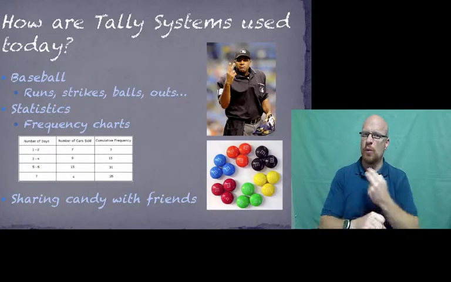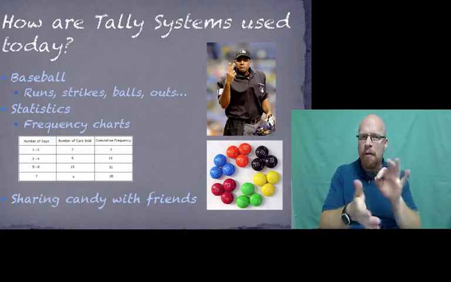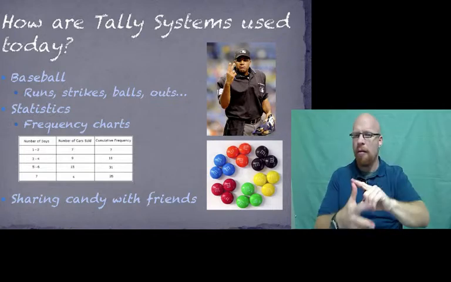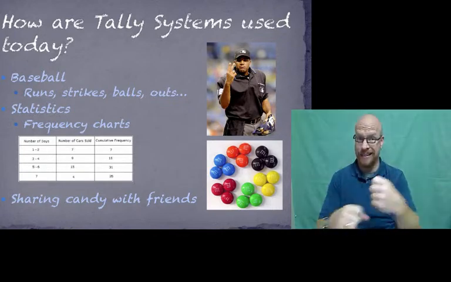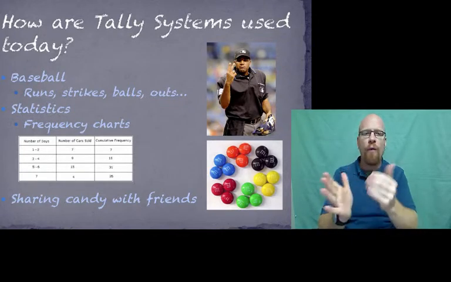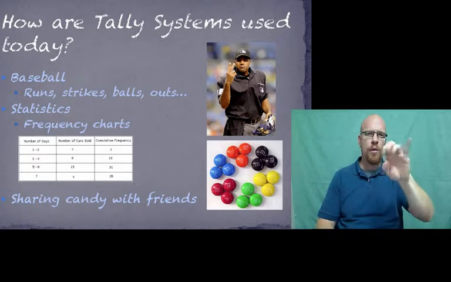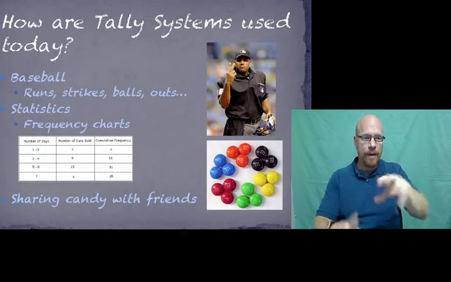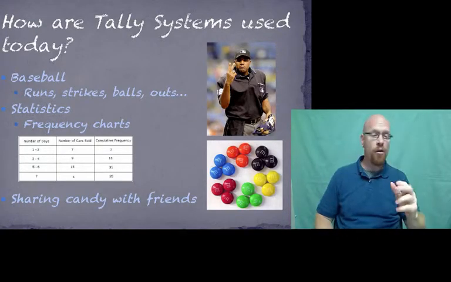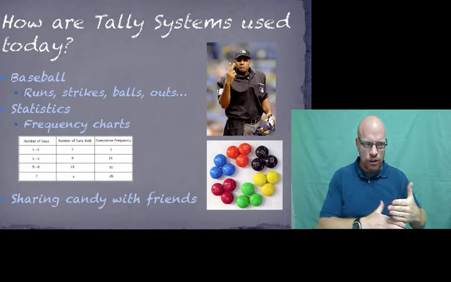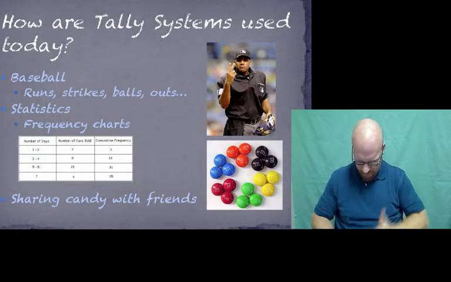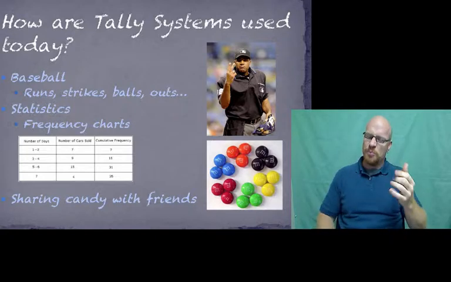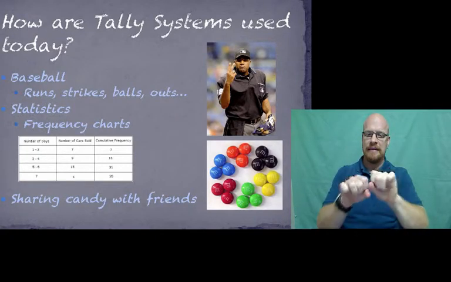Now, the tally system was developed a long time ago, but we still use it now. We use it in baseball, counting strikes, counting balls, counting outs. In statistics, when we develop frequency charts, we count how many things happened within a certain group or within a certain condition. Oh, and of course, kids, you have to share your candy evenly. If we all have 5, maybe I have 6, I get more candy. So we still use tally systems today.